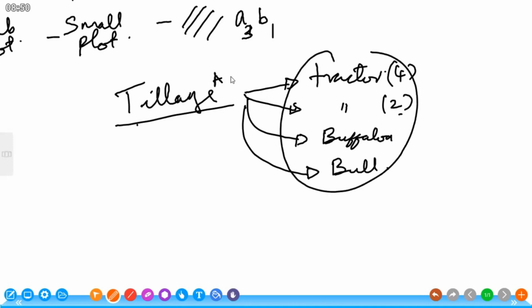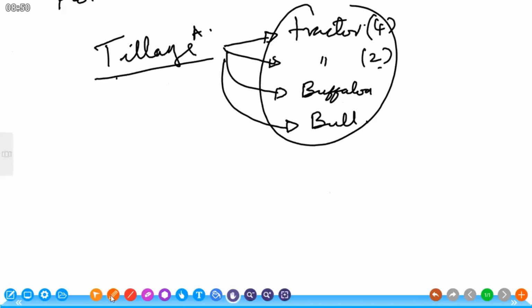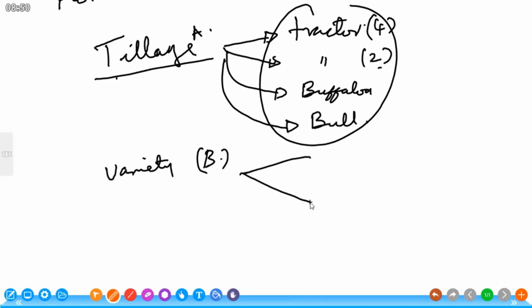Factor A, tillage, is factor A. Factor B is variety, paddy variety. Let's say BG 350, some variety, it doesn't matter. I have 3 varieties, 3 or 4 varieties, it doesn't matter.